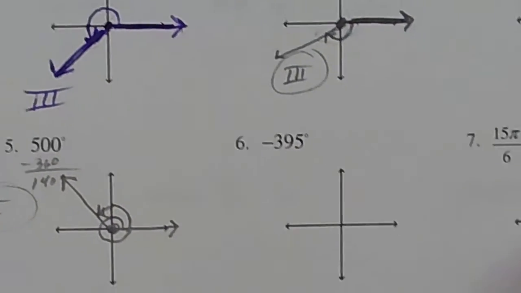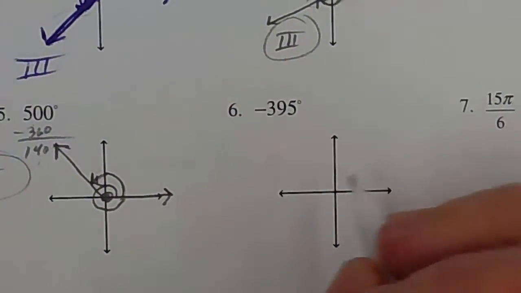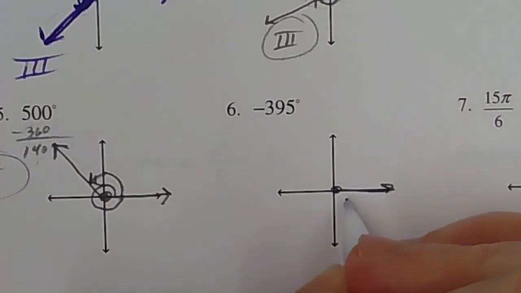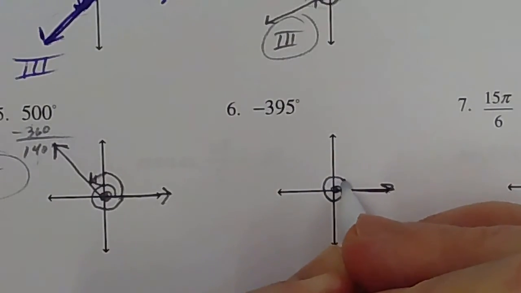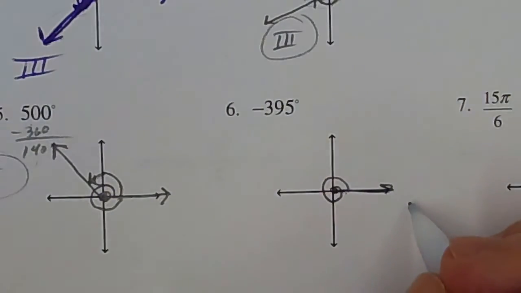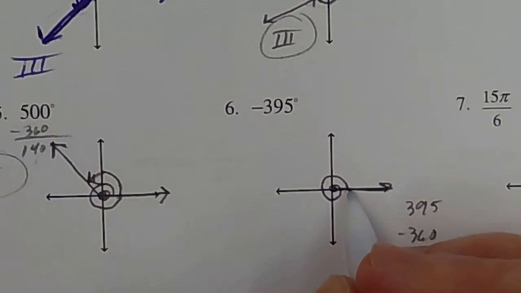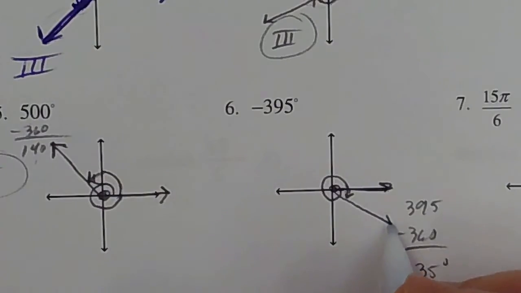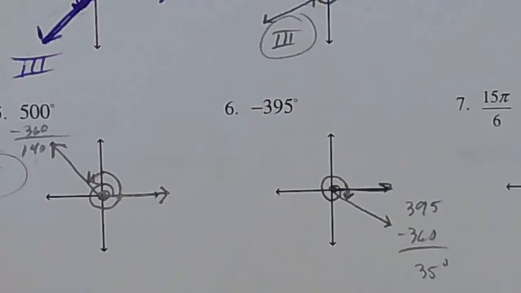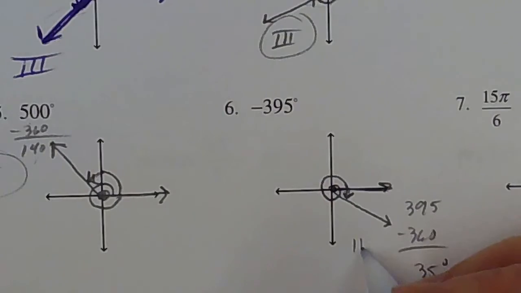So number 6, negative 395, starting here. Go in the other direction now. Start expanding it because we're going to go past a full rotation. You can ignore the sign when you're doing the math. Just think 395. I just did 360. So what's left? I just have 35 more degrees to rotate. So 35 more, about a third of a quadrant, roughly speaking, somewhere around there. Okay, this is in quadrant 4.